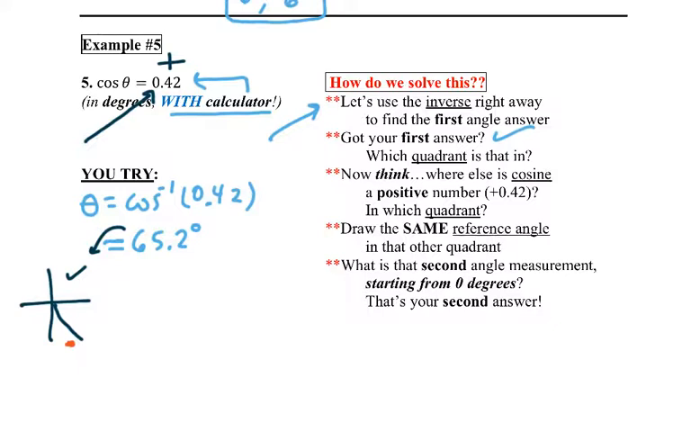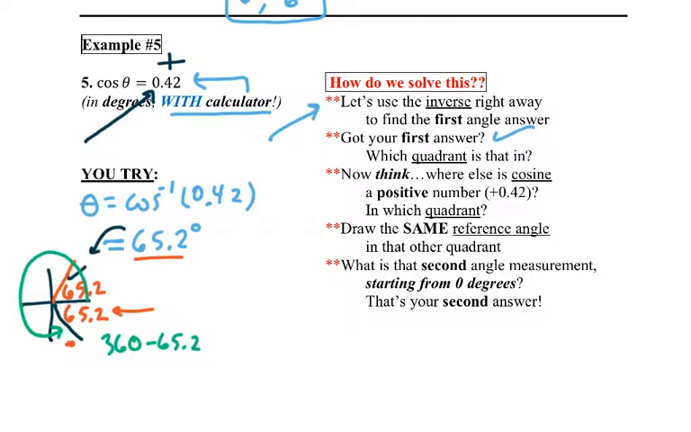But if this is 65.2 from the first answer right here, then this is going to have the same reference angle down here too. That's also going to be 65.2. But you can't write the answer of 65.2 again because we already have that answer once. You have to think about, again, starting from 0, going counterclockwise, what is that new answer that I want? And that is going to be a full circle minus your reference angle of 65.2.